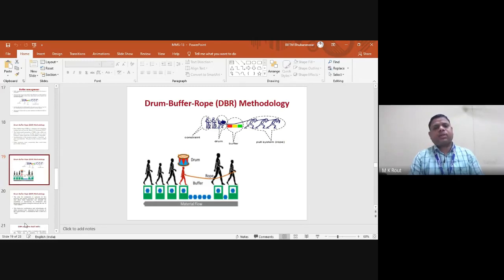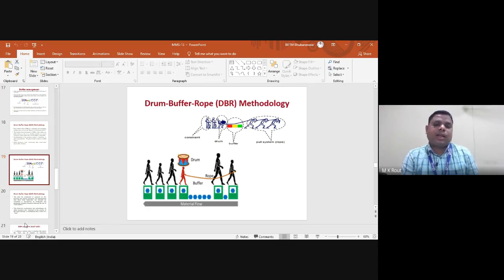So in case of this drum buffer rope methodology, as I told, if you find any constraint, suppose in the figure below, this indicates the material flow starting from four workstations, and workstation number four faces a certain amount of constraint. So with the help of the production pace in the form of the drum, the whole raw material should be pulled with the help of a pull system in the form of the rope, and they directly cope with the sequence of operations in the manufacturing environment.